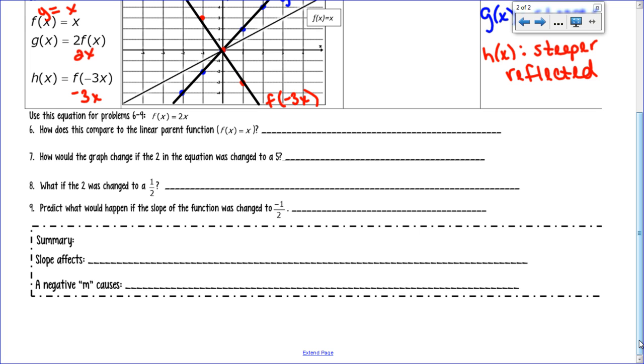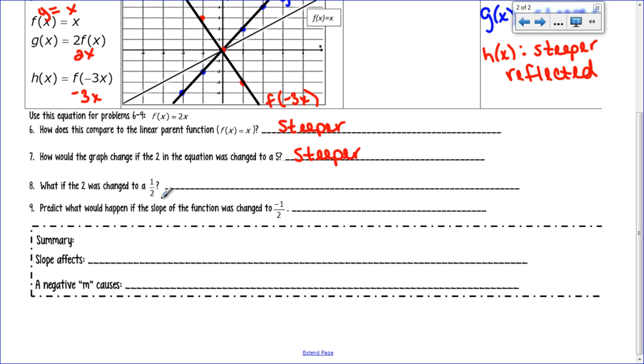So now for 6 through 9, I have an equation, f of x equals 2x. I need to know how that is going to compare to the linear parent function f of x equals x. Well, we've talked about this. F of x equals 2x is going to be steeper because I made the slope greater. I made it a larger number. Now, how would the graph change if the 2 was changed to a 5? If I went from 2x to 5x, it would be even steeper than it was before, because 5x is definitely steeper than 2x. Well, what would happen if I changed the 2 to a 1/2?